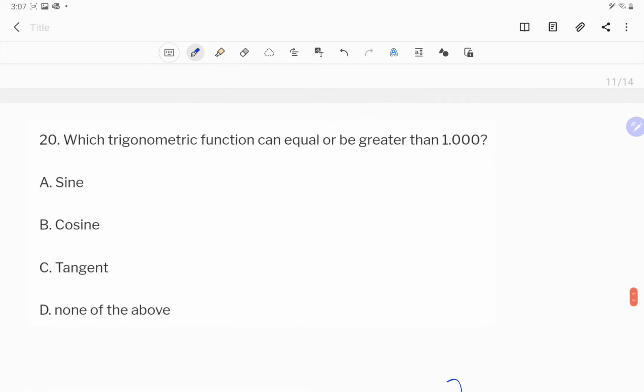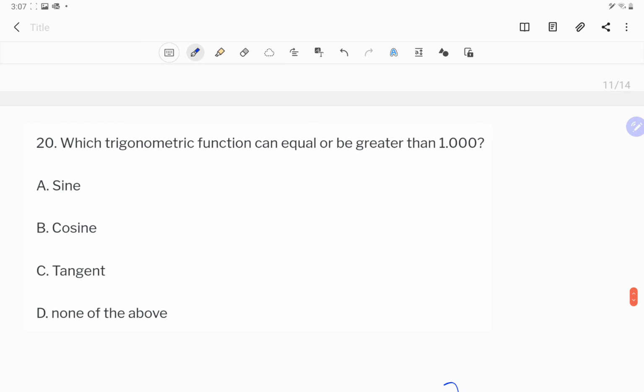Okay, for number 20, which trigonometric function can equal or be greater than 1.000? Now, the trigonometric ratios sine and cosine never equal or exceed 1 because the hypotenuse, the longest side of the right triangle, is always their denominator, right? Now, the trigonometric ratio tangent can equal and exceed the value of 1.000 because the hypotenuse is never the denominator. So it is tangent.